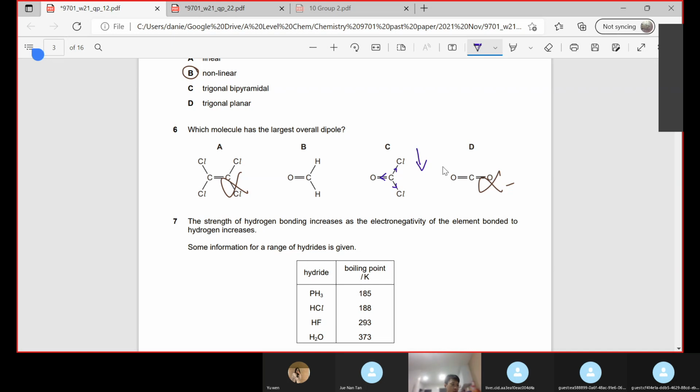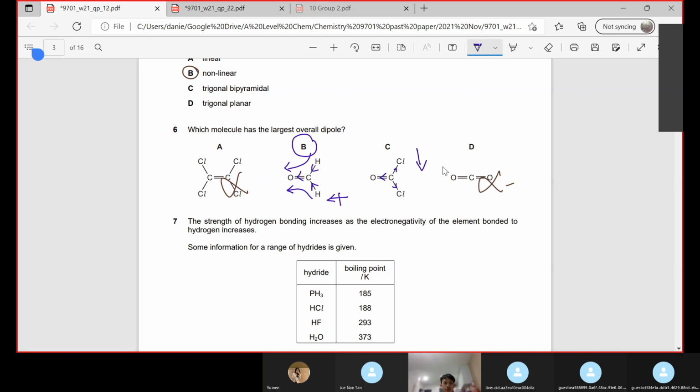Unlike B, C, and H, if you compare the dipoles, they are pointing towards the carbon and pointing towards the O. So they have one direction. At the end, we will have a net dipole moment moving to the left. So the largest overall dipole moment will be B.